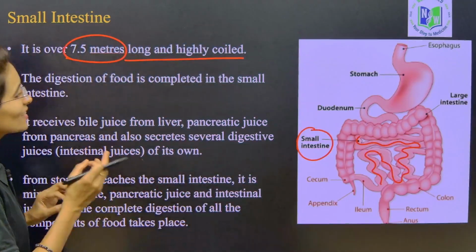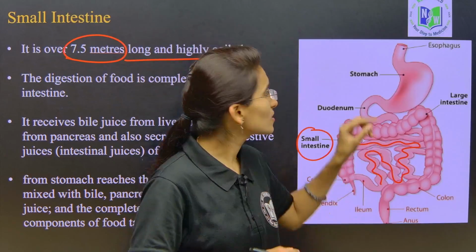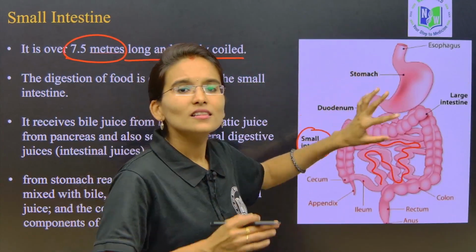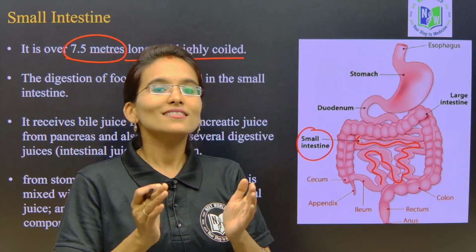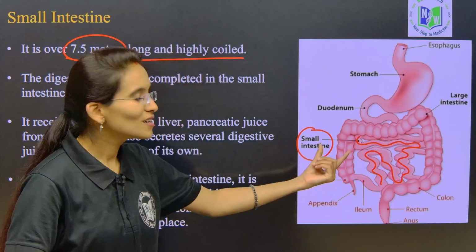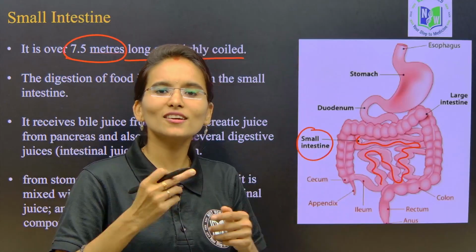So how does the digestion take place, in the sense of complete digestion? From the esophagus to the stomach, partial digestion occurs, okay, but the complete digestion of the food takes place in the small intestine, which is 7.5 meters long and highly coiled, my dear students.